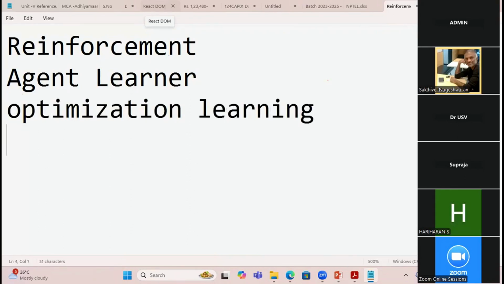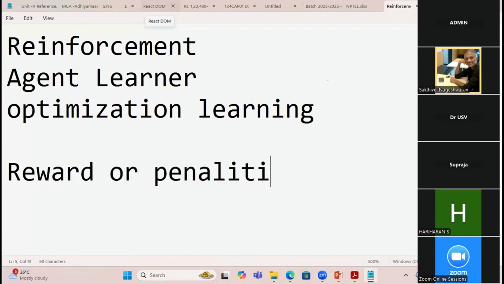And here, when the agent learner is doing some actions or performing some tasks, two points will be there: one is called reward, the other penalties. That's the highlight of this reinforcement agent. Suppose my workshop is effective, then I will get a reward. If my workshop is not effective, then I will get a penalty. That's what the agent will do.